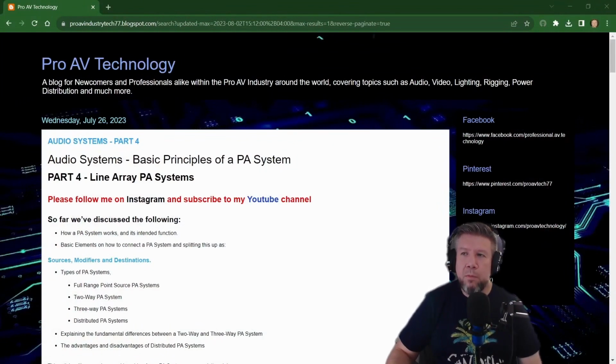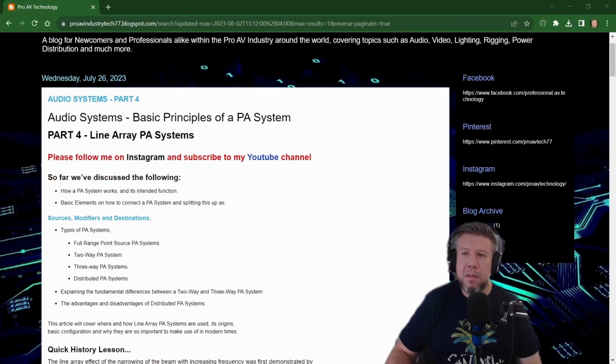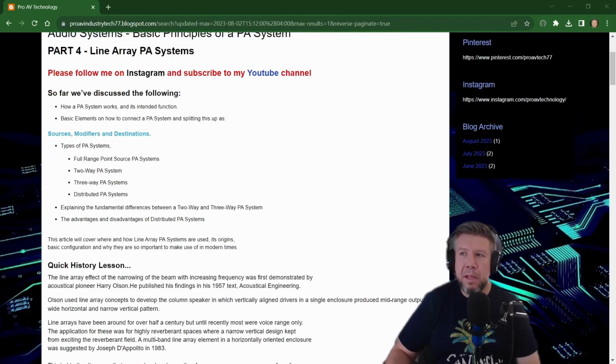So far, what have we discussed? We've discussed how a PA system works and its intended function, basic elements of how to connect a PA system, and splitting this up into the signal flow, which is sources, modifiers, and destinations. The types of PA systems: a full range point source PA system, two-way PA system, three-way PA systems, and distributed PA systems. And then explaining the fundamental differences between a two-way and a three-way PA system, and the advantages and disadvantages of distributed PA systems.